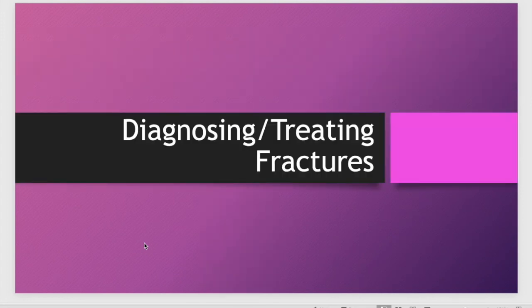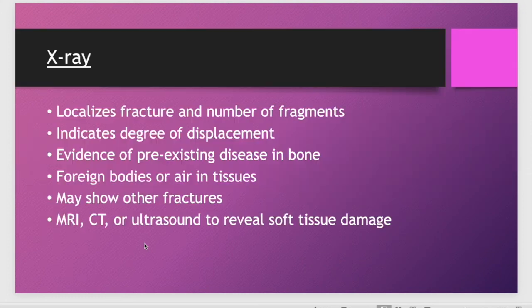And the way we diagnose and treat fractures is going to be what we look at next. So typically, fractures are diagnosed by an x-ray. It's going to localize the fracture, so it's going to find where the fracture is, as well as the number of bone fragments that are there. It can show any degree of displacement. It can also show if there's some kind of pre-existing disease in the bone, or if the bone is normal as far as the health of the bone.